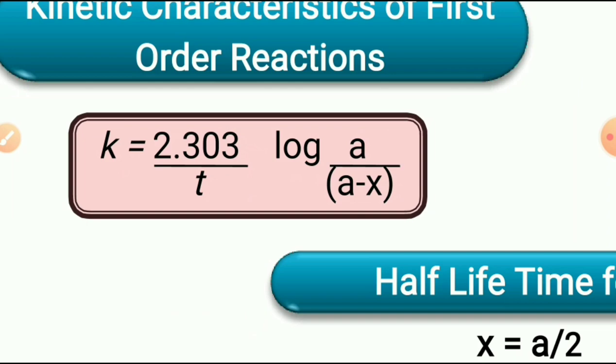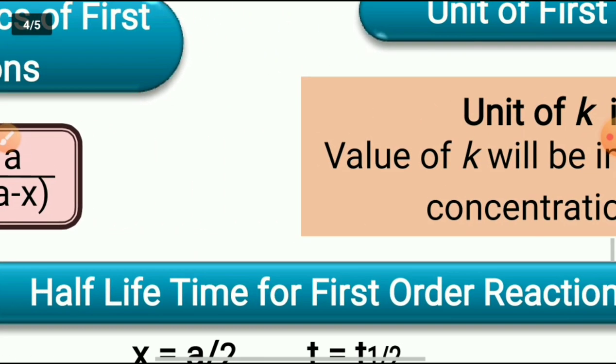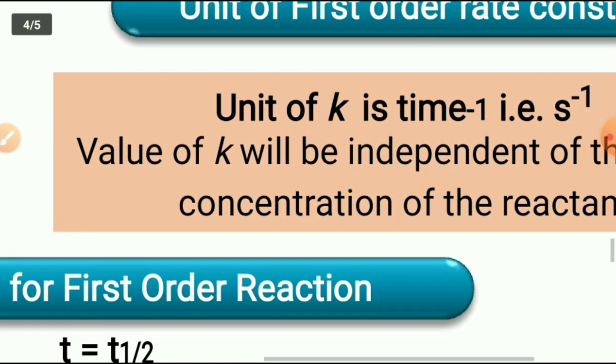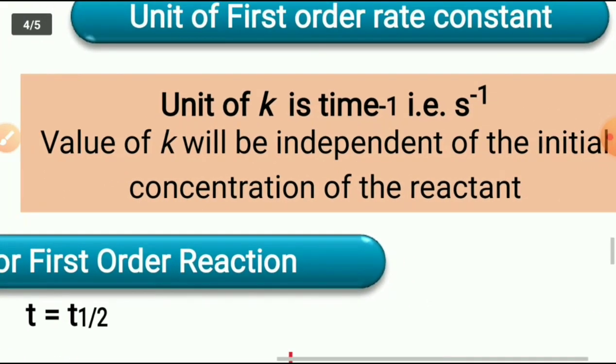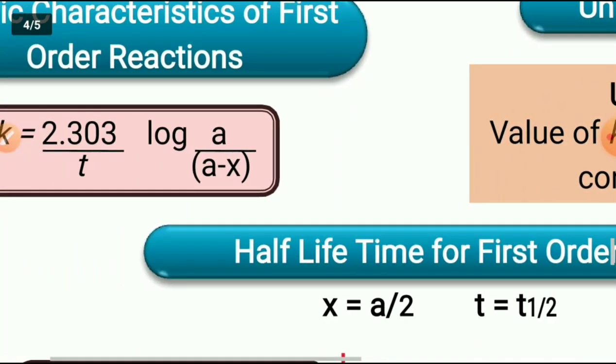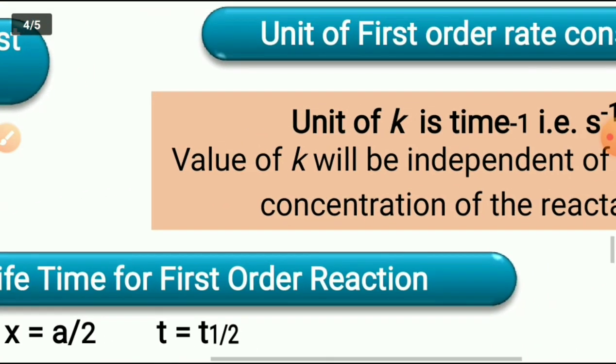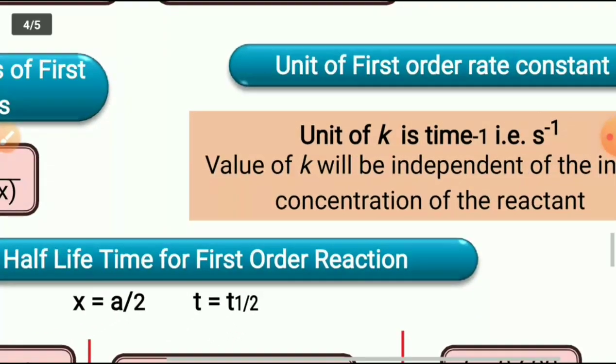So the unit of the rate constant for a first order reaction is per second, that is, per time. The value of k is independent of the initial concentration of the reactant. From this you can see that k depends only upon the time, not the initial concentration of a. So this is the unit of a first order rate constant.